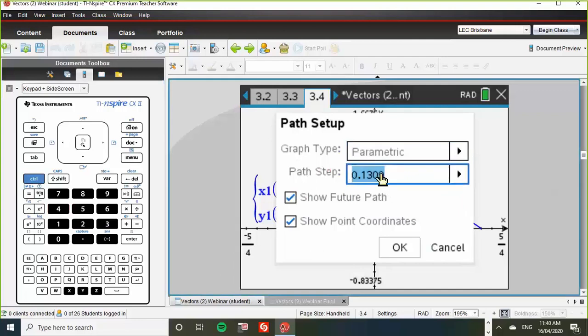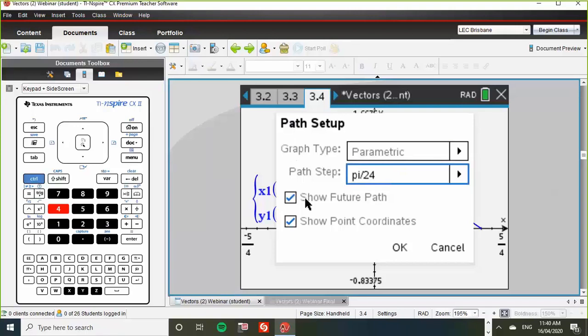I'm going to put in pi on 24. I know that's already pi on 24, but it's a path step that I use often, particularly when the parametric equations are in terms of sine and cos. So that's more a habit. You could also just simply type in 0.1, and that would be fine. In other words, it will give you a trace every 0.1 seconds.